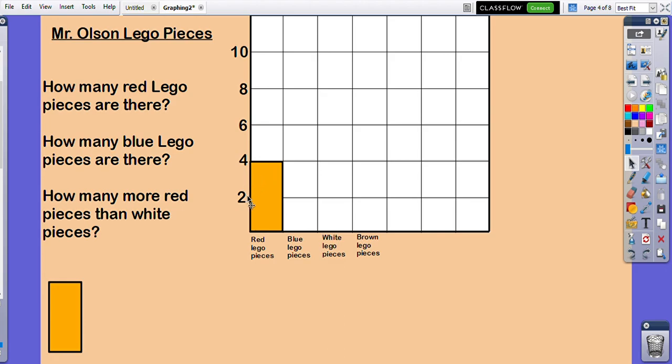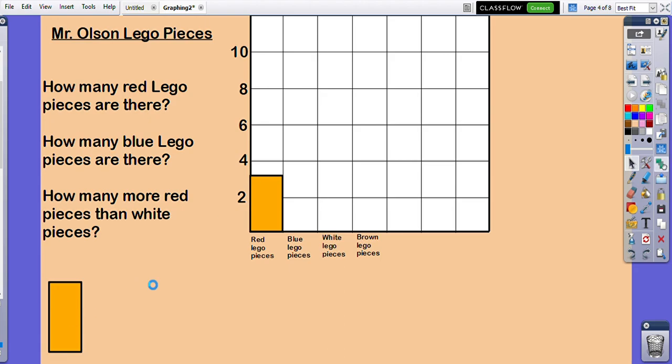Well, we know that 3 comes between 2 and 4. So I would just need to move my bar or color in on my graph to halfway between 2 and 4, because I know that halfway between 2 and 4 is 3. So that shows that I have 3 red Lego pieces.